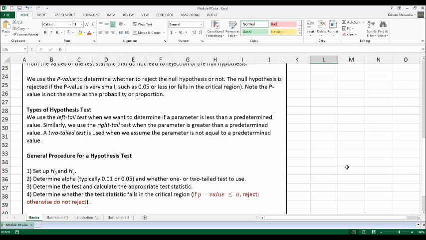The next step is to determine the test, typically the z-test, and calculate the appropriate test statistic. Again, it's going to be either z or t. And lastly, determine whether the test statistic falls in the critical region, meaning that if the p-value is less than alpha, reject the null hypothesis. Otherwise, do not reject the null hypothesis. It's worth memorizing this rule: if the p-value is less than alpha, reject the null. Otherwise, do not reject the null. We'll use that test.